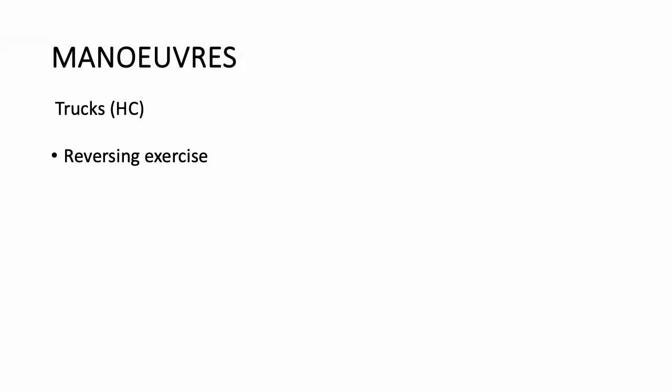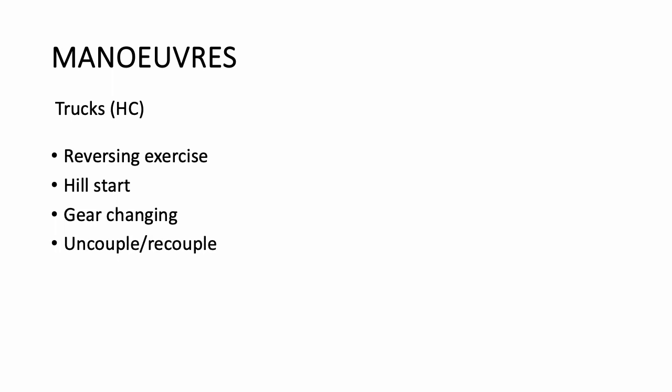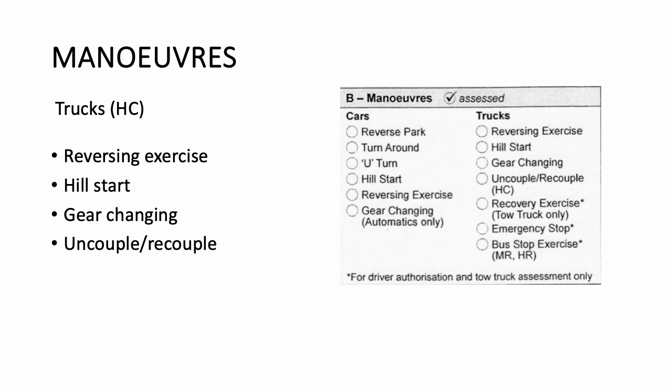Maneuvers. For the heavy vehicle, the maneuvers are as follows: reversing exercise, hill start, gear changing, and uncouple recouple. That's what they look like on the test form. You can see trucks on the right hand side.